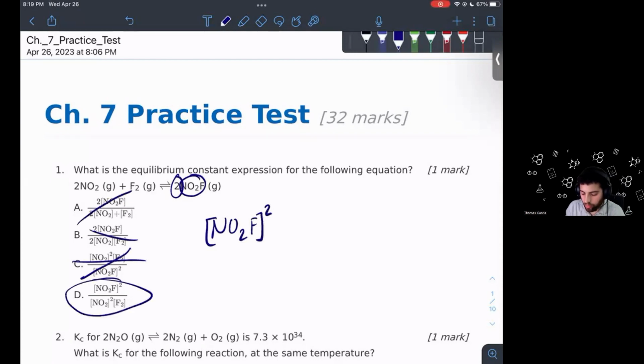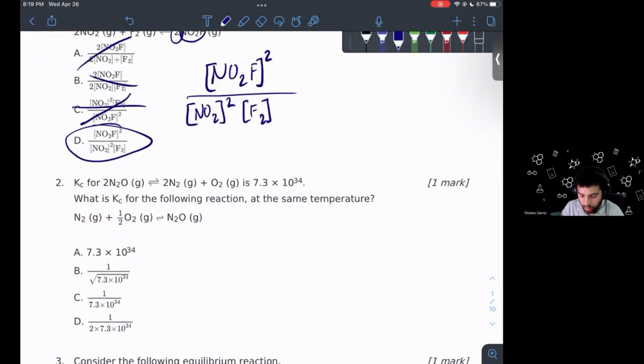Our answer is D. Do not have to look further, but just in case, you put the products on the top and the reactants on the bottom, again, with those exponents being the coefficients.